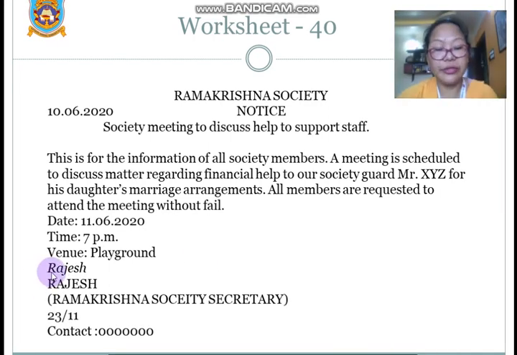Okay, now we have the signature, and again you have to write the name of the writer in bold letters and designation. Ramakrishna Society Secretary, so he is the secretary of the society. Okay, the address and the contact number. Okay, this is how a notice must look. Remember, it should be inside a box. Okay, it should be inside a box.